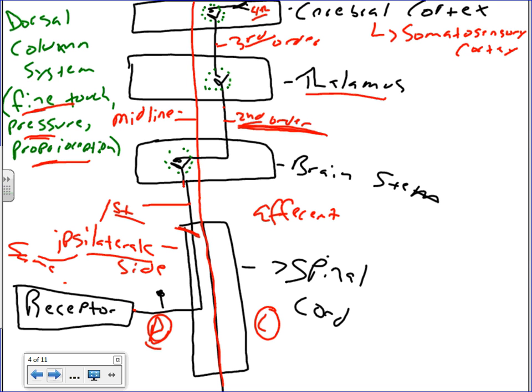The big difference between this dorsal column system, besides the fact that it's dorsal, is that the neurons in this system don't cross over, or the second order neuron, I should say, doesn't cross over until the level of the brainstem. So if there's ever a spinal cord injury to this system, you're going to see the signs or symptoms ipsilaterally. You're going to see it on the same side. All right. So basically, here's the dorsal column system, and again, you can see how the circuitry works when we're getting this information up to the cerebral cortex.